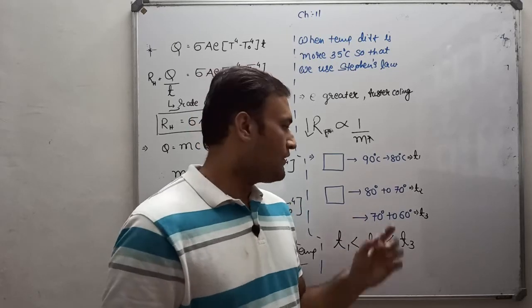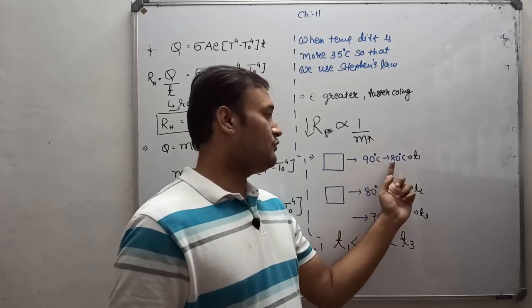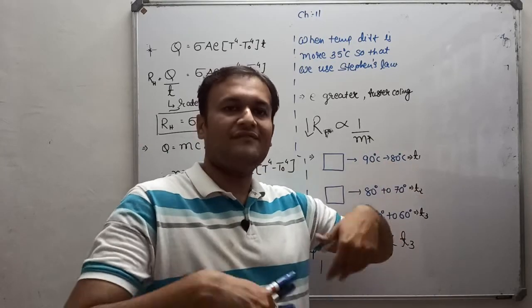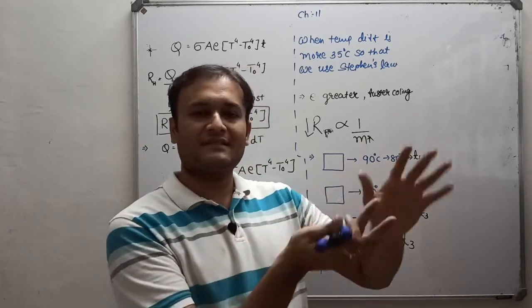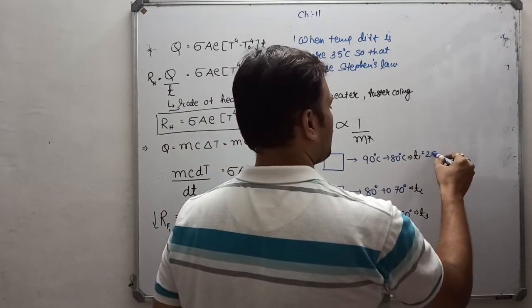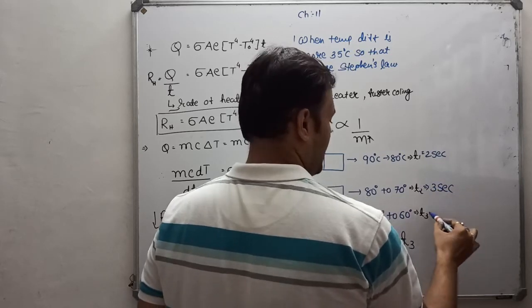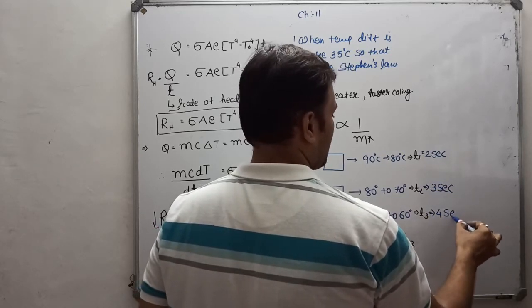Now what you see: 90 to 80 will be faster cooling. Okay, I can say it is 2 seconds. Here it will take 3 seconds and then it will take 4 seconds.